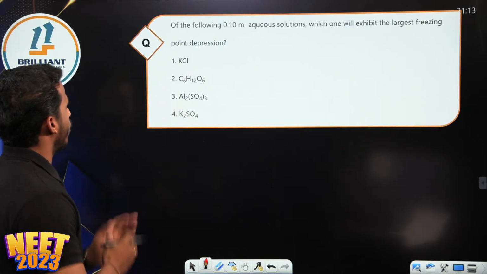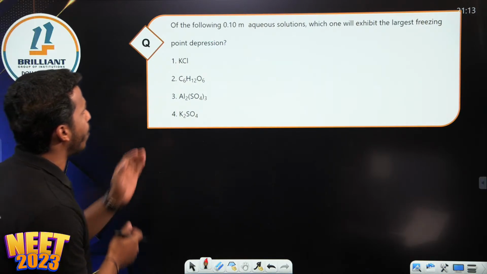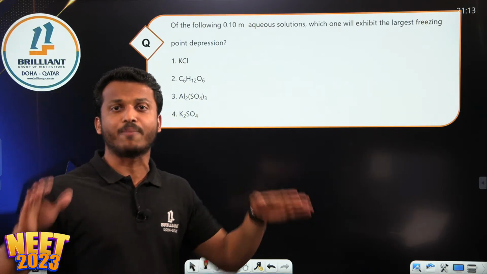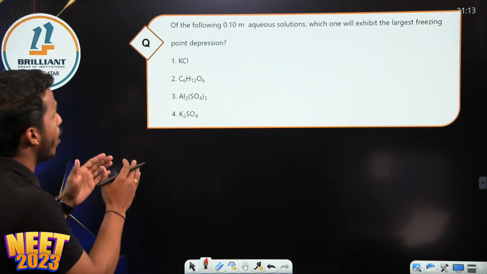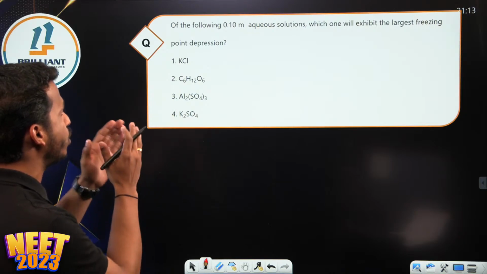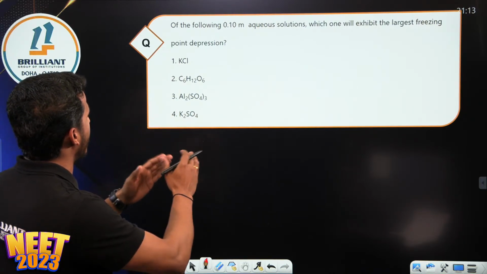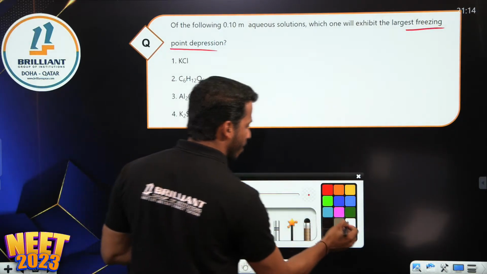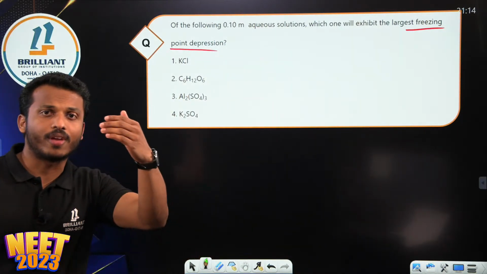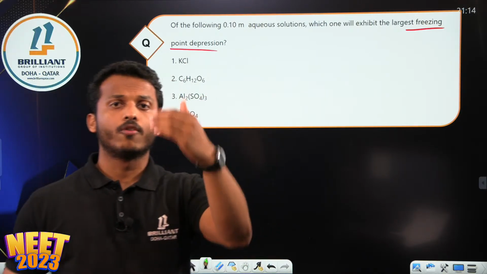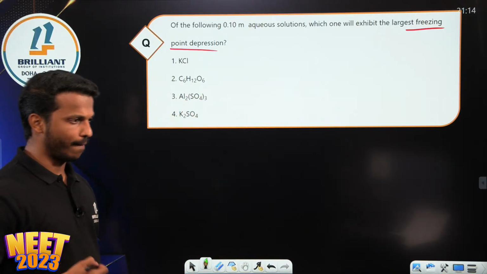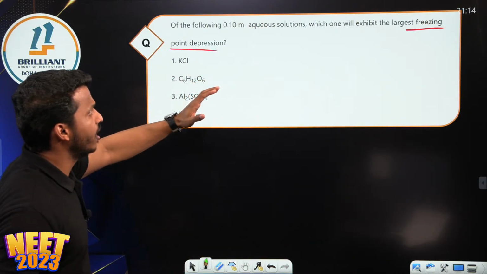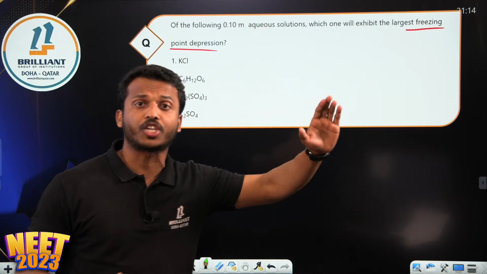Careful. Question: which of the following 0.1 molar aqueous solutions will exhibit the largest freezing point depression? In all cases the molality is the same, 0.1. Which one has the larger depression in freezing point? What is the answer, dear all?